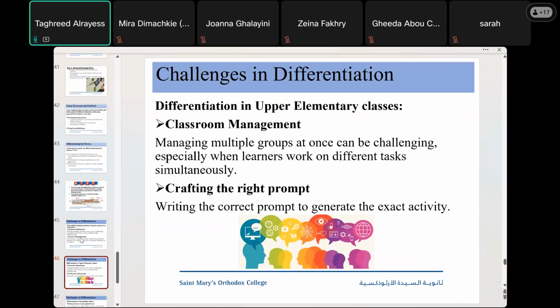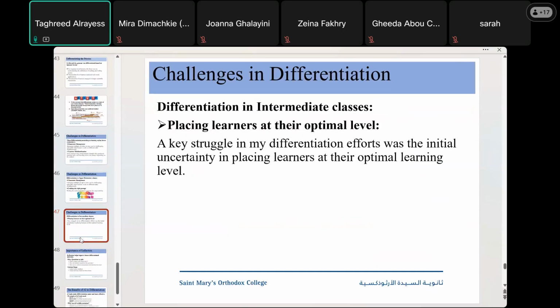For upper elementary classes, it was also classroom management in addition to crafting the right prompt. But after using the strategy that was presented by Tagreed and that you have also shared with us and tried, it has helped me generate the exact activity that I needed, tailored for my learners' needs and that suits my learning environment. For the intermediate classes, it was a key struggle in the differentiation efforts to place learners at their optimal learning level. And it became clear that the first assignment was not always a perfect match, because some learners needed more complex tasks, whereas others needed additional support.